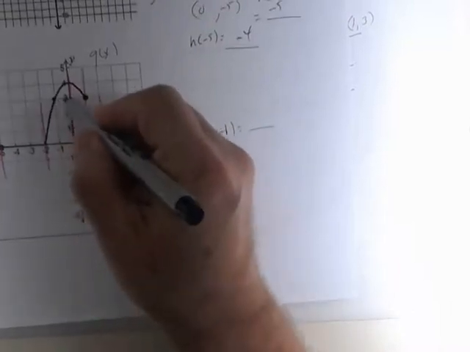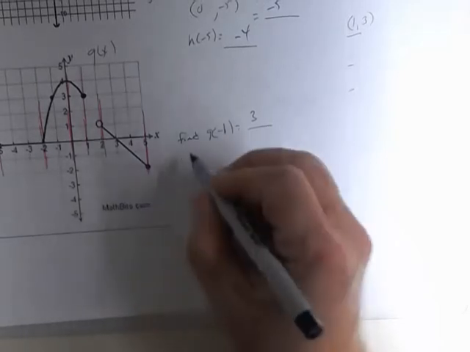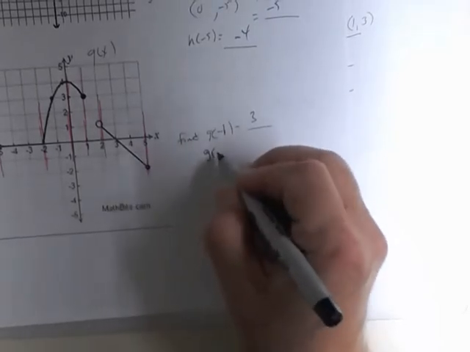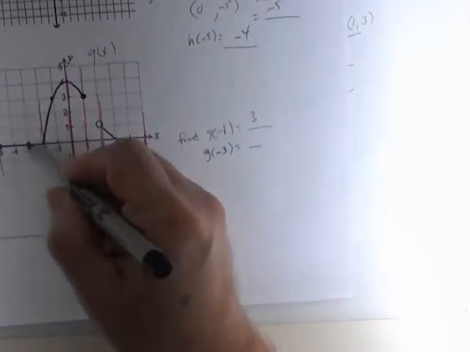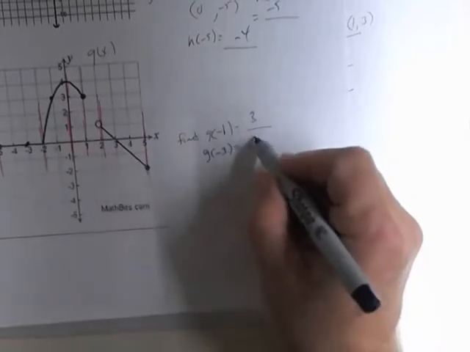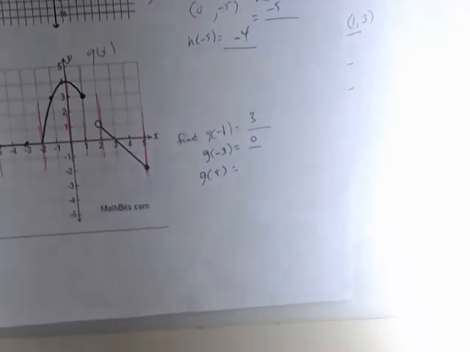So that's 3. I think you can all tell me what g of negative 3 is. What's g of negative 3? 0. That's this right here. That's that point. So that y-coordinate is 0. You can all tell me what g of 5 is. What's g of 5?